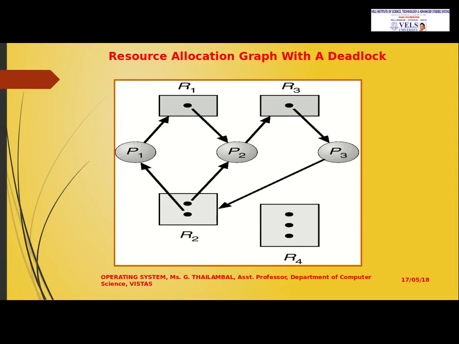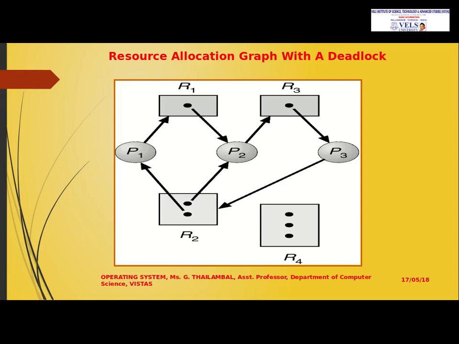So P3 cannot complete its execution, P2 will not complete its execution without P3 completing, and P1 also cannot complete its execution. So this is called a deadlock. You can find a cycle over here. P1 is requesting R1, P2 is requesting R3, which is held by P3, and P3 is requesting R2, which is held by P1. So a cycle structure is available in this graph. That's why this graph has a deadlock. The OS will conclude that it has a deadlock.